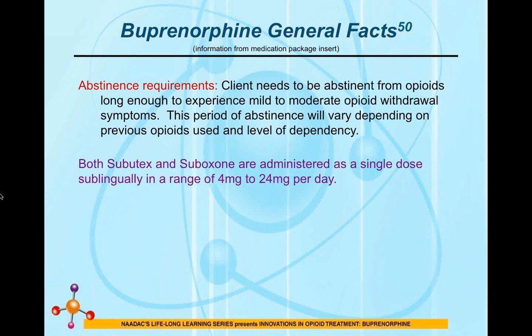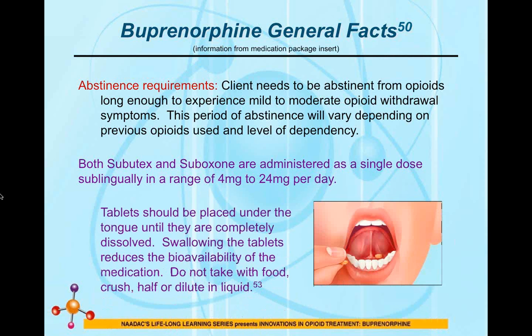The abstinence requirements for buprenorphine are a little different, in that we need them to be abstinent from opioids long enough to experience the mild to moderate opioid withdrawal symptoms. That's the same thing as methadone. But this period of abstinence will vary depending on the previous opioids used and the level of dependency. Most of the single dosages that are administered are between 4 to 24 milligrams per day.